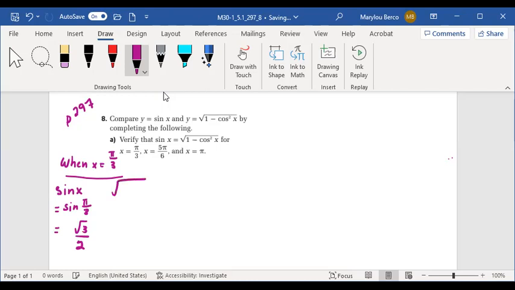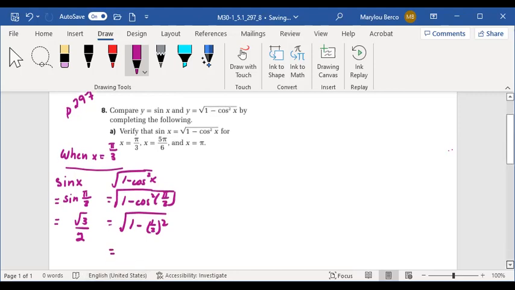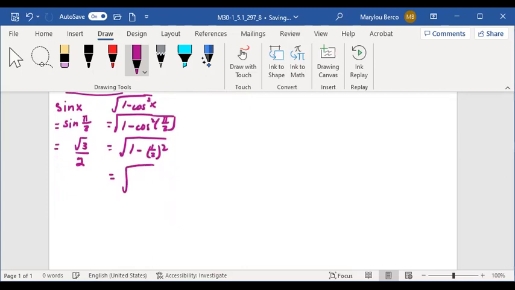We have root 1 minus cos squared x. That is equal to root 1 minus cos squared pi over 3, which is equal to the square root of 1 minus 1/2 squared, which is equal to root 3 over 4, which is equal to root 3 over 2. So with pi over 3 it works.